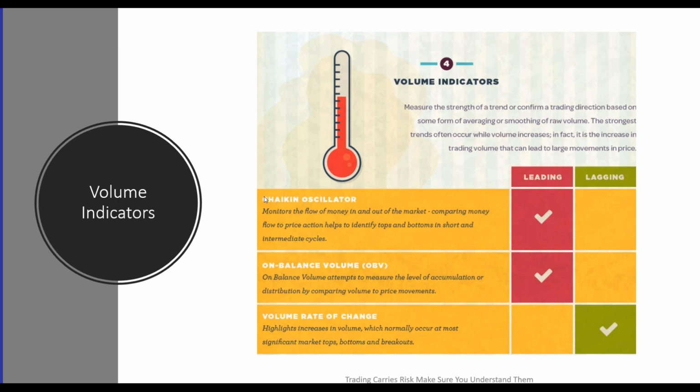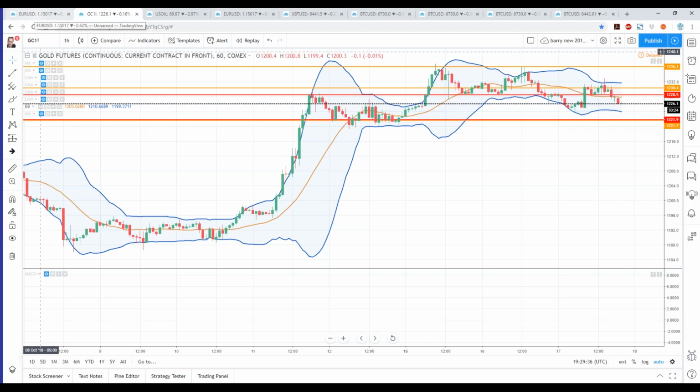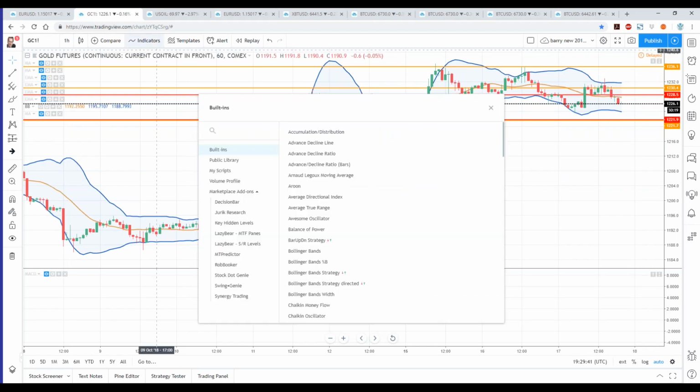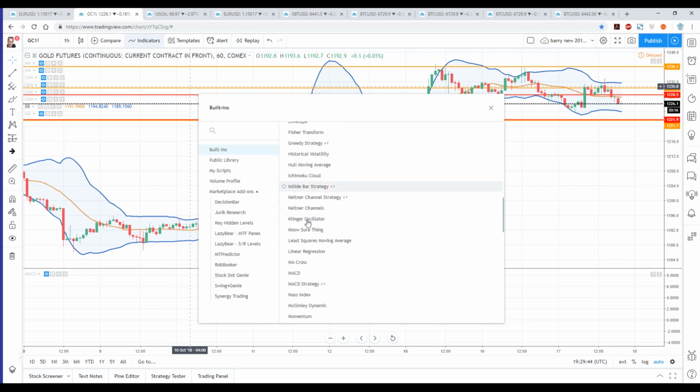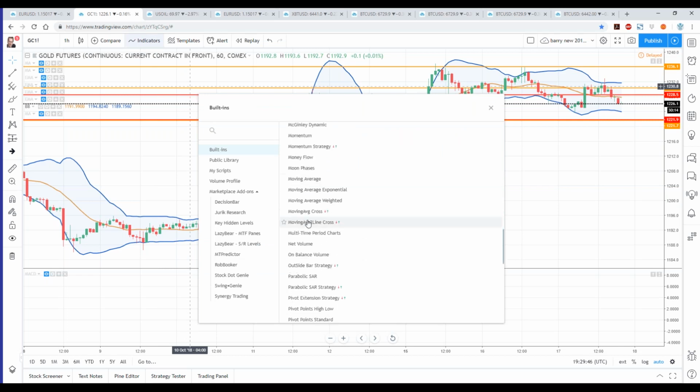And we have Chaikin oscillators, on-balance volume, and volume rate of change. Some are leading, some are lagging. I use just simple straight volume on my charts. Volume can be added to your charts and is added below. And you can move it around and put it on your charts where you want, but it's done.